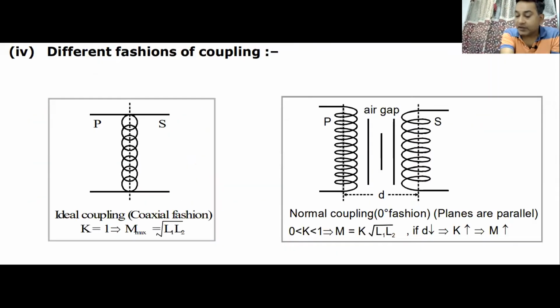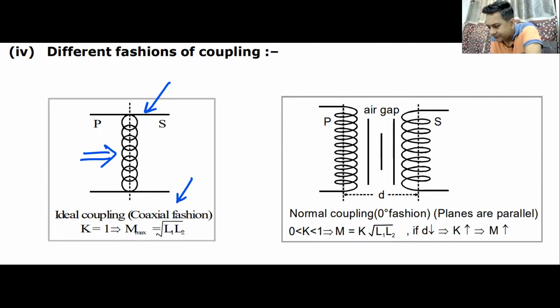As you can see, in case number 1, it's an ideal coupling. What you have done is you have one coil, and on top of that coil, you have put the other coil. So in that case, whatever flux is linked in the first coil, the same flux will be linked in the second coil. So the coupling factor becomes 1. Do we understand this?